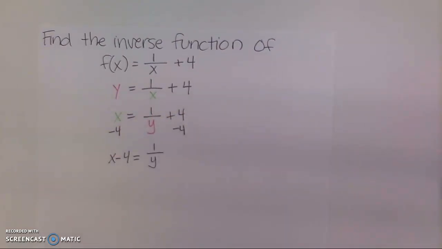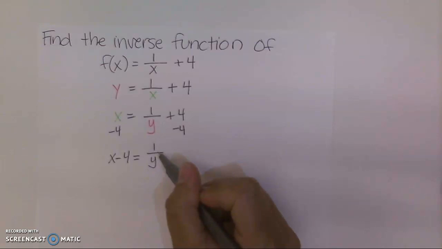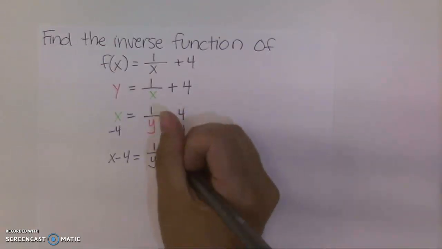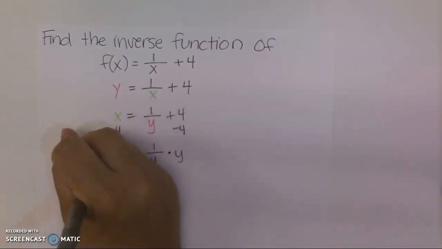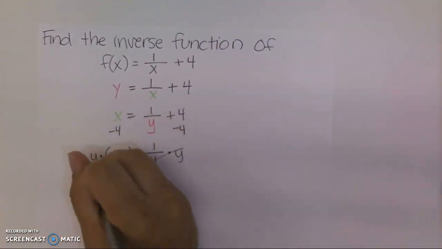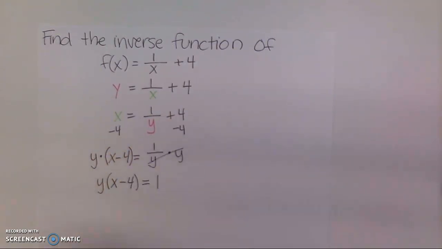Now here's where things get a little tricky. Because right now, you're like, oh, y equals x plus 4. But not really, because it's the denominator. We need to get it out of the denominator. So in order to do that, we multiply both sides by y. So that gets us out of the denominator. So we have y times the quantity x minus 4 equals 1. You might be super tempted to distribute that y, but don't. It'll make your life way harder.